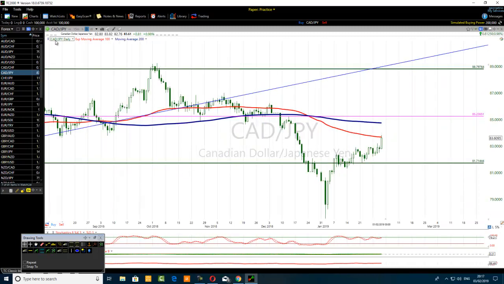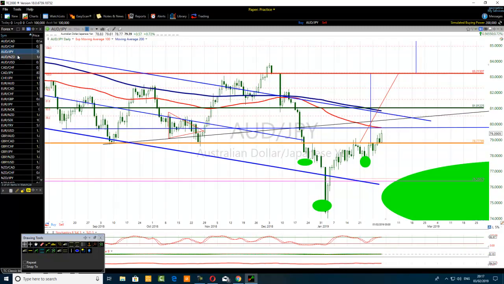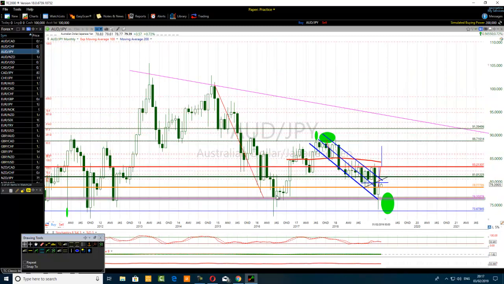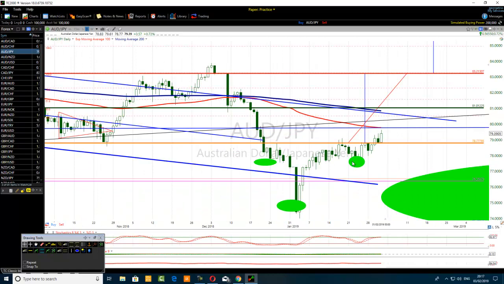If you look at this Canadian dollar Japanese yen, and compare it to the Australian dollar Japanese yen, you see the similarity on the daily chart: an inverted head and shoulder chart pattern. If I go to the monthly chart for the Australian dollar Japanese yen, it is a little bit different. We have a double bottom with a candlestick bar piercing through it, but on the daily chart we see the similarity, that inverted head and shoulder chart pattern.